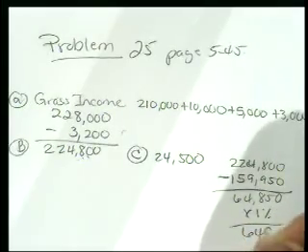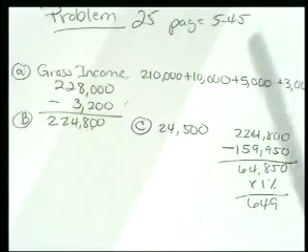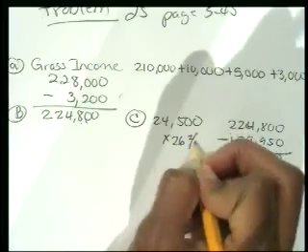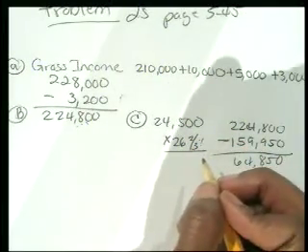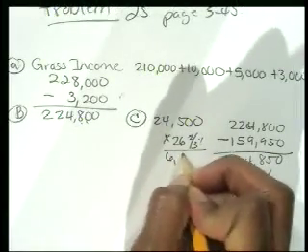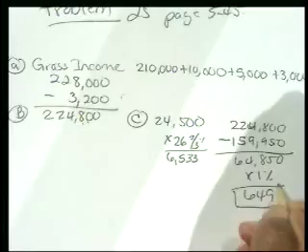and I get $649. And I'm going to compare that to 26 2/3%, if you remember that calculation. So if I take 24,500 times 26 2/3%, I get 6,533. And remember, I'm going to take the lower of the two.